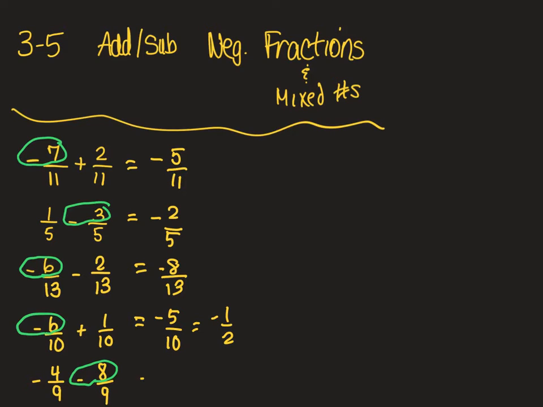This last question, we told ourselves we were going to add. So 4 plus 8 is 12. We said it was going to be negative. We can't leave it improper. So 9 goes into 12 once with 3 left over. It's still negative. The negative didn't go anywhere. Now we have to simplify. 1 1/3.